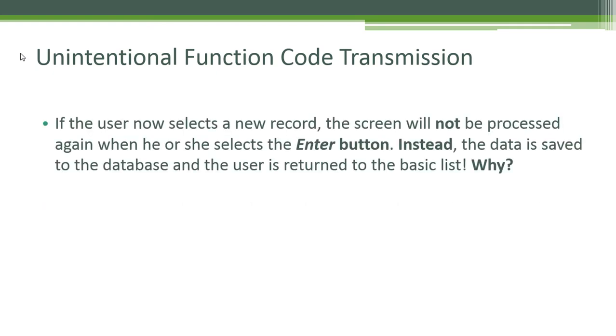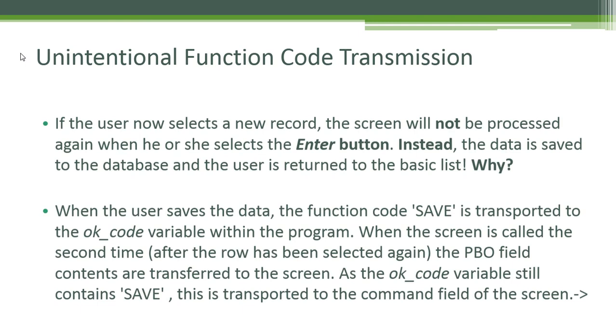If the user now selects a new record, the screen will not be processed again when he or she selects the enter button. Instead, the data is saved to the database and the user is returned to the basic list. Why? When the user saves the data, the function code saved is transported to the OK code variable within the program. When the screen is called the second time, after the row has been selected again, the PBO field contents are transferred to the screen. As the OK code variable still contains the save, this is transported to the command field of the screen.